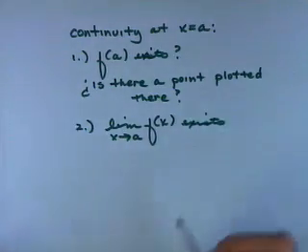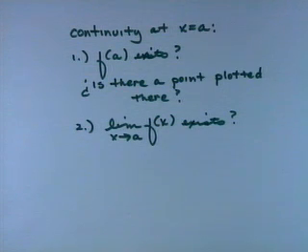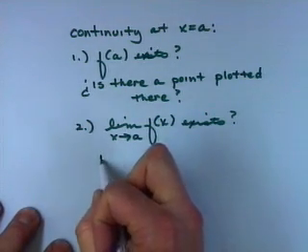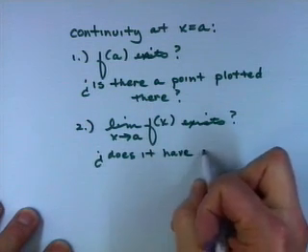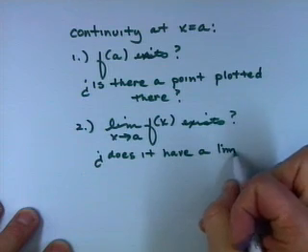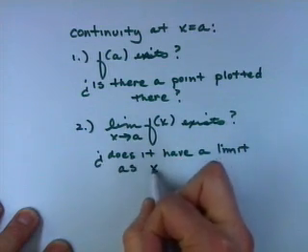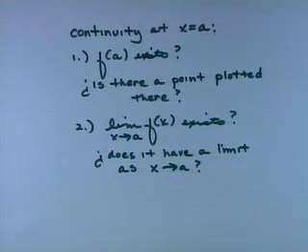Let me see if I can spell exists right this time. So does the limit exist on this function as x approaches a from both sides? We want to come in from both directions. So does it have a limit at x equals a, or x approaching a? Again, if it fails there, end of discussion, it's discontinuous. So if it fails part 1 or part 2, then it's over. It's discontinuous at that point.